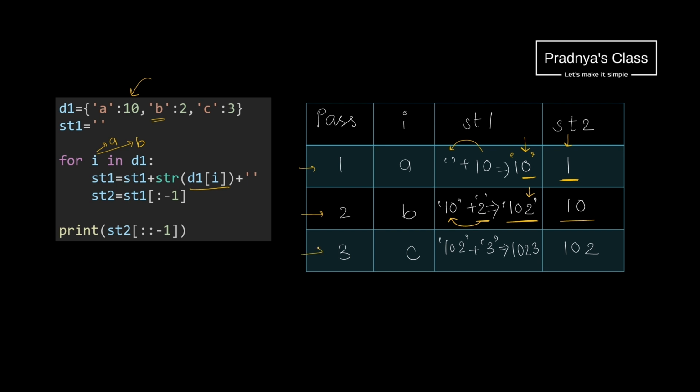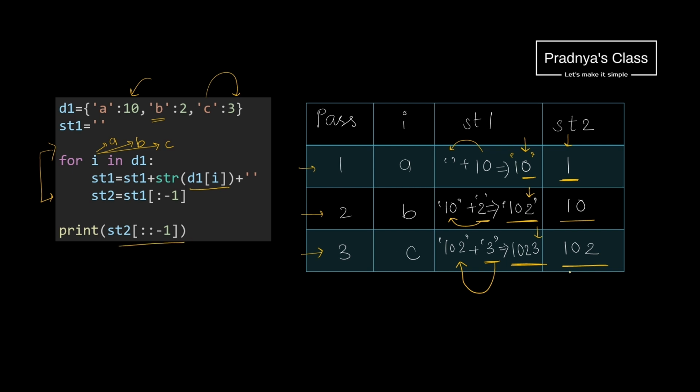In the same way, we will be proceeding to the third pass. Now the key will be C. Look at the corresponding value of that key. It is nothing but 3. The previous string is 102. So the final string will be 1023. Again, let's remove the last character. ST2 will be 102. In this way, the loop got over because we have only 3 elements in the dictionary.